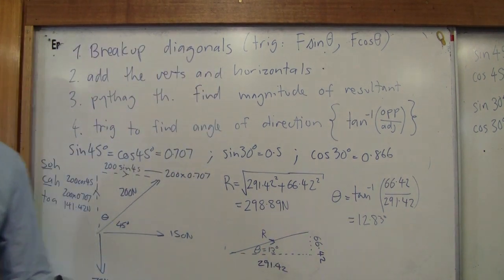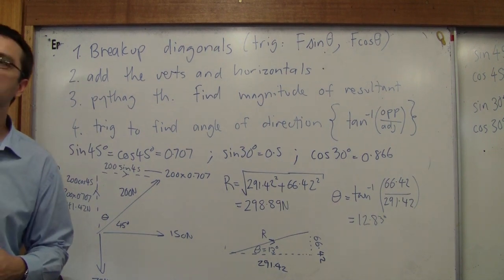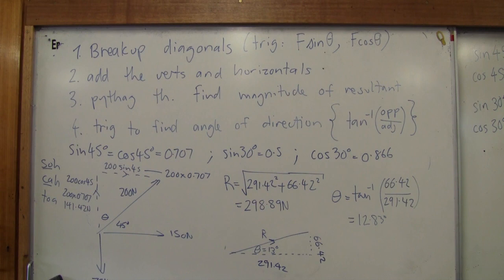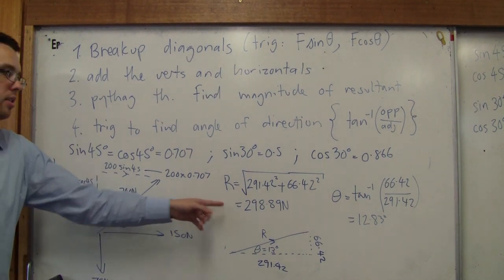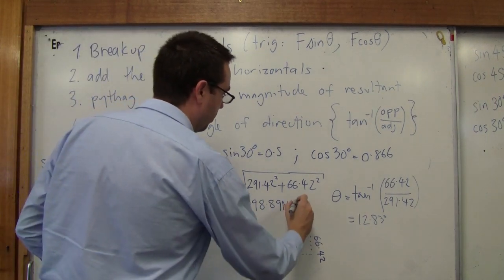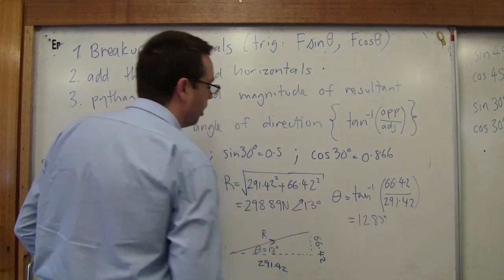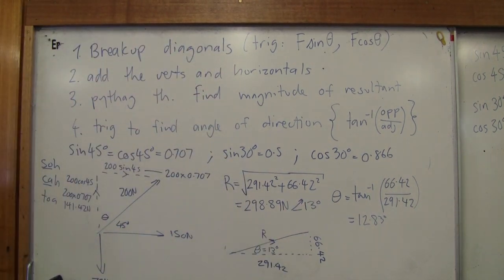Does that look like it's about 13 degrees? Yeah, I'd say so. Now, I haven't drawn it to scale, but I can live with it as a plausible answer. That's my answer. The resultant is 298.89 at 13 degrees. And I'll often write 13 degrees like that, just to make it really clear what my angle is.